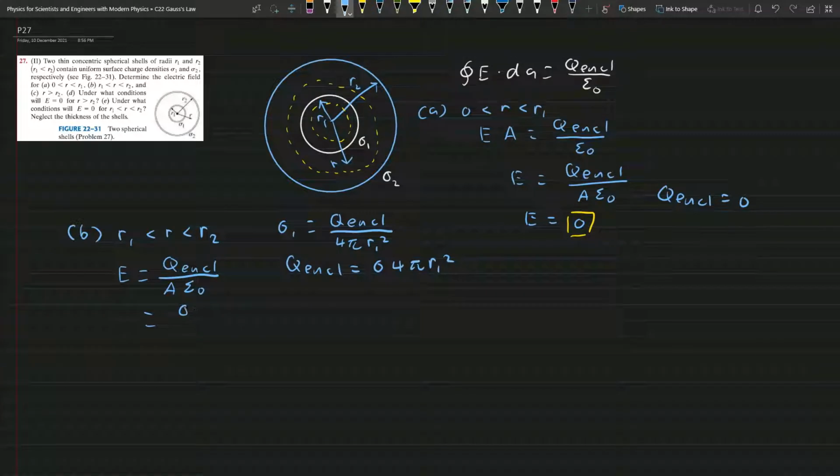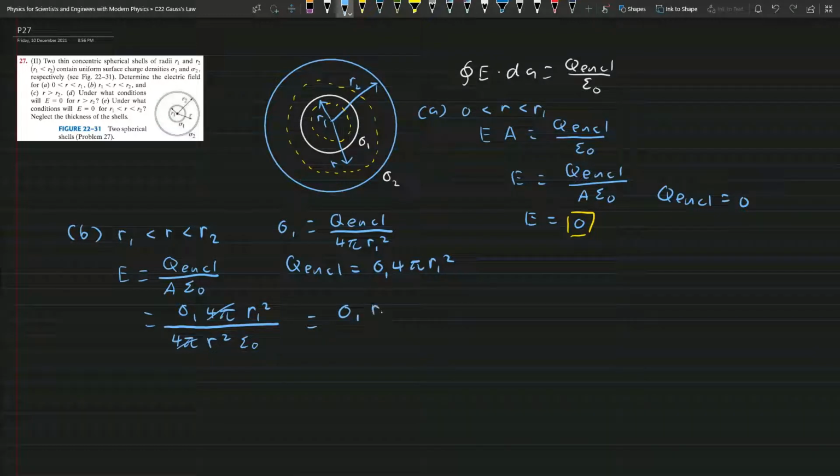So E equals sigma 1 4 pi r1 square over the A. In this case, A we also choose the spherical shape with the radius r, so we get 4 pi r square epsilon naught. So this 4 pi can be cancelled out. Finally, we get sigma 1 r1 square over epsilon naught r square.